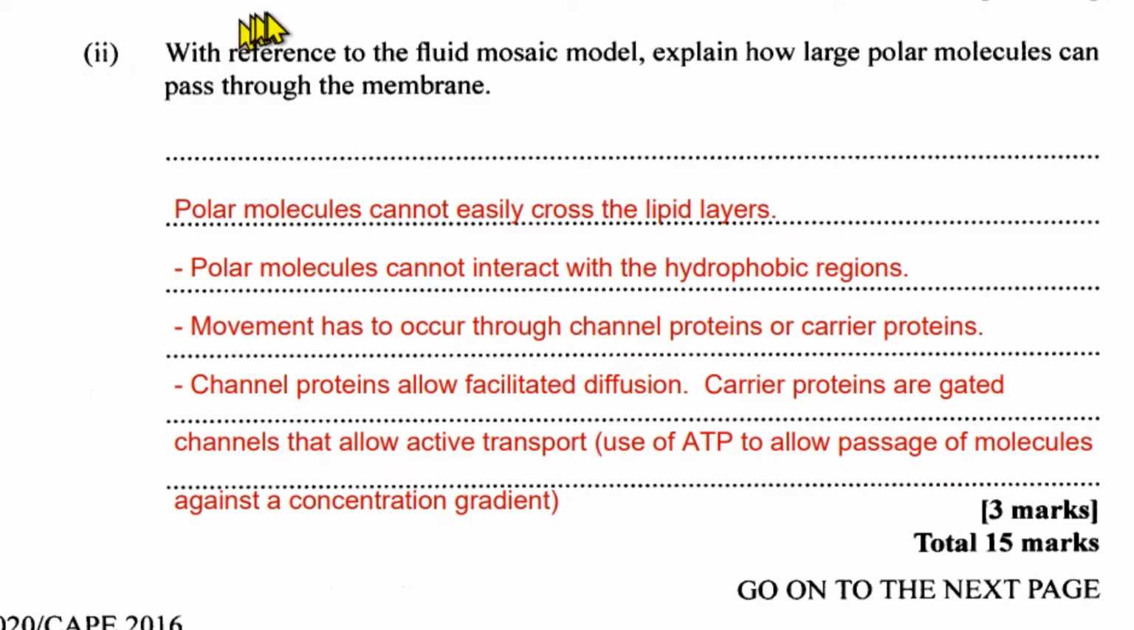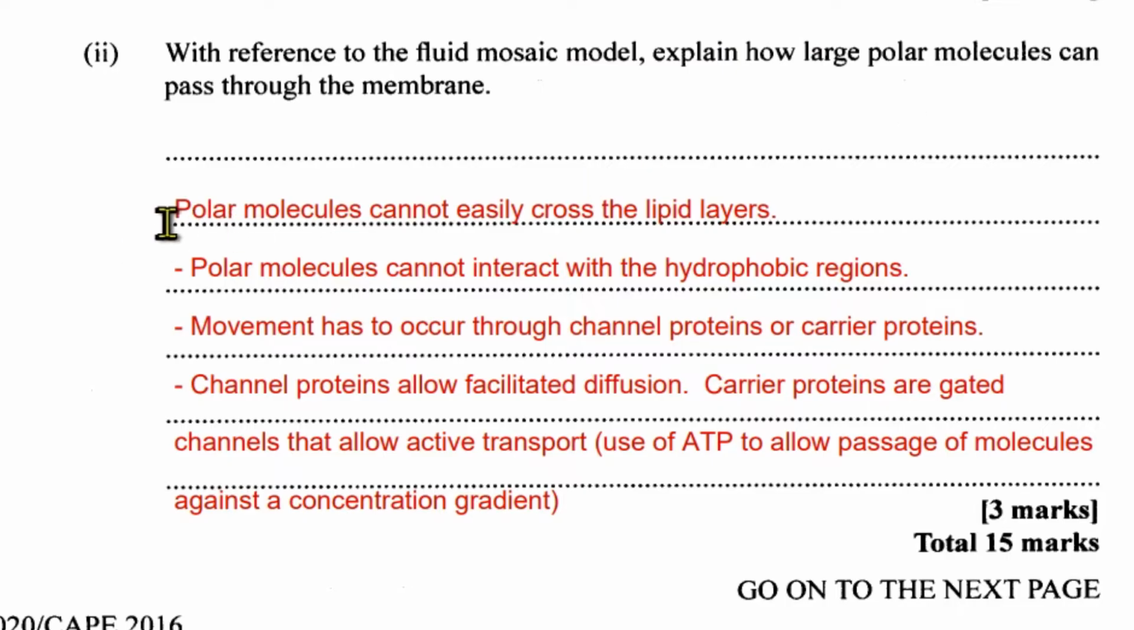Part 2. With reference to the fluid mosaic model, explain how large polar molecules can pass through the membrane. Polar molecules means that they have a charge on certain areas of the molecule. So that charge there usually prevents the molecules from passing through the lipid bilayer. So for example, water is a polar molecule because the oxygen has a negative charge and the hydrogens have a positive charge, and because the inner part of the bilayer is hydrophobic, it sort of limits how much water could go through it.